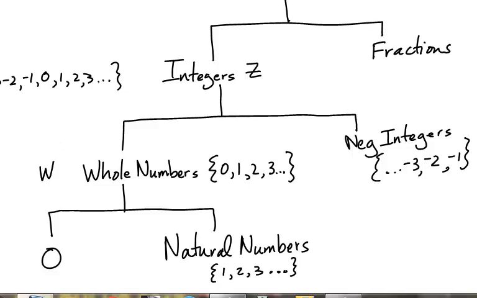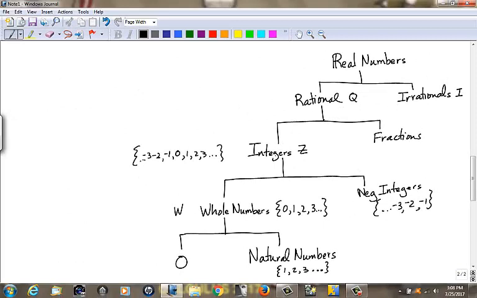So if you say, okay, what about the number -5? Okay, -5 would be a negative integer, which makes it an integer, which makes it rational, which makes it real. If you said, what about the number 7?